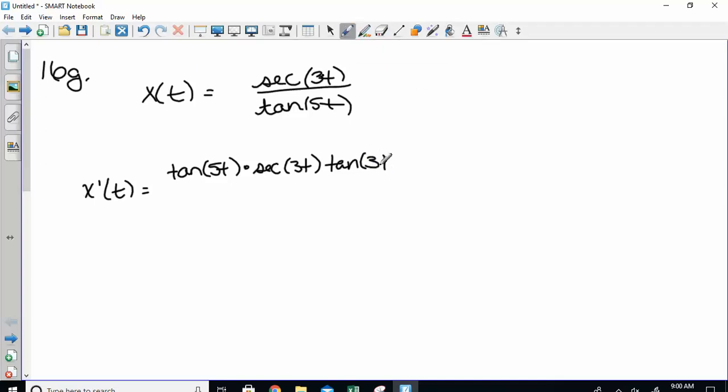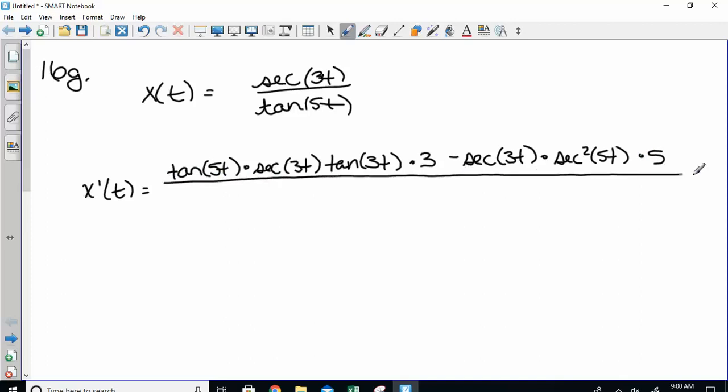But then, because my angle was not just a t, I have to do the chain rule. So what's the derivative of 3t? 3. Minus high d low, derivative of the bottom. Derivative of tangent is secant squared 5t times derivative of the inside. Derivative of 5t is 5. Over low squared.